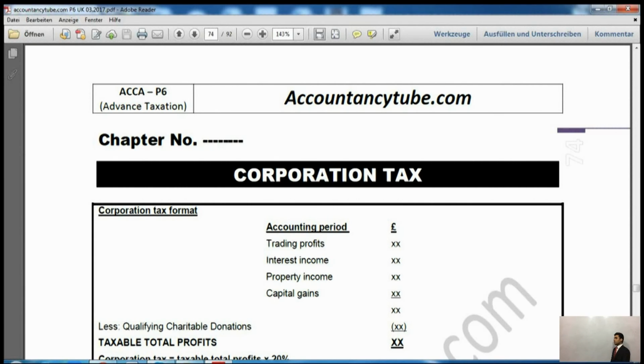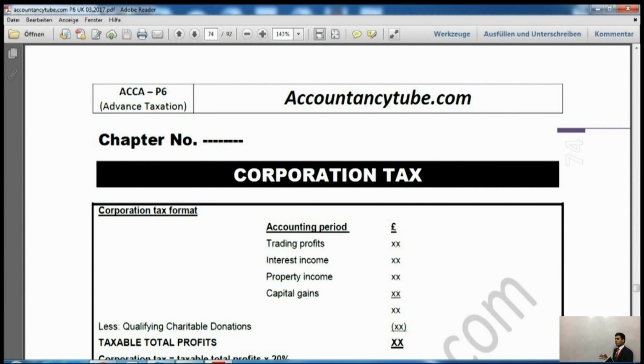Now if the company has started trading on 1st of January 2013, and it is making its accounts from 1st of January 2013 to 30th of June 2014, these are 18 months. The company is making accounts of 18 months. In this case, in order to calculate corporation tax, what we have to do is take the first 12 months.